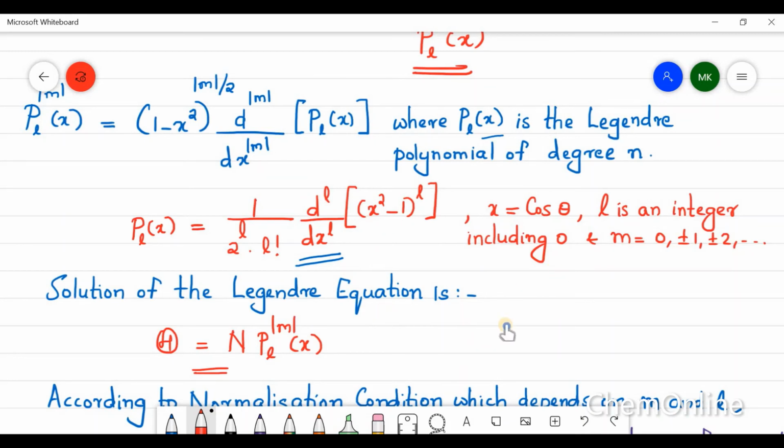So from this we can arrive at the solution of the Legendre equation, that is theta equals capital N into PLM of x, where N is the normalization constant and PLM of x is the associated Legendre function, that is, the function P depends on L and m. The next step is to find out the value of the normalization constant.